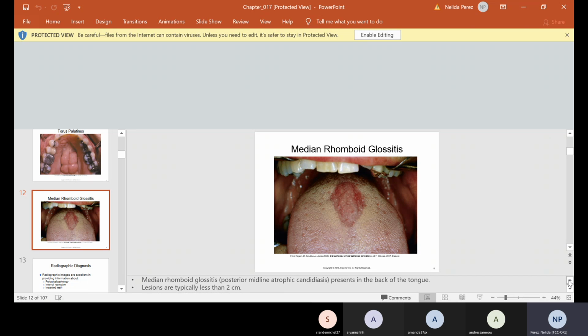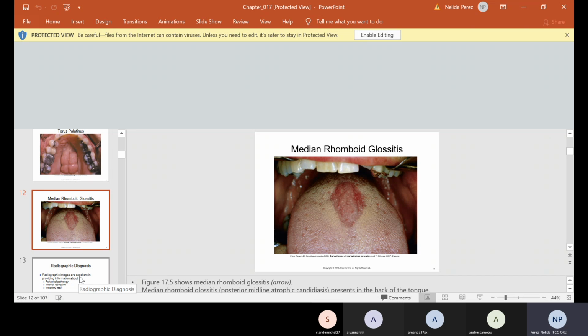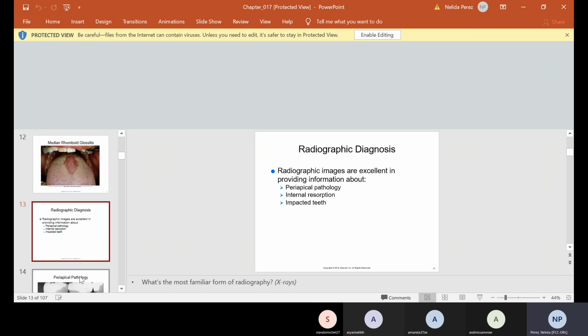This makes the people's mouths or tongues very itchy, okay? Because candiditis is sort of like a fungus in the mouth, okay? Definitely, as you can see here, possibly this tongue is coated with food debris that has not been brushed for a while, okay? And of course, we'll go into what can be done in a little bit, all right? Now, radiographic diagnosis: the images are excellent in providing information about periapical pathology, internal resorption, and impacted teeth.